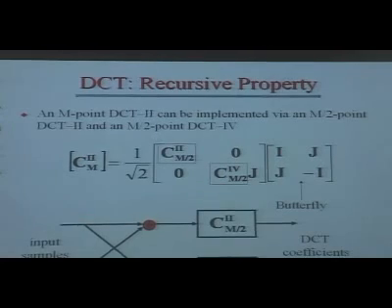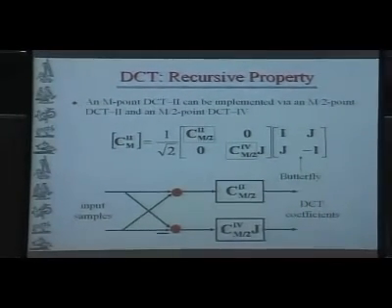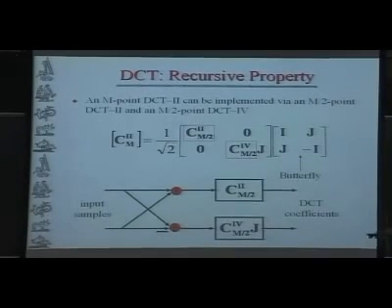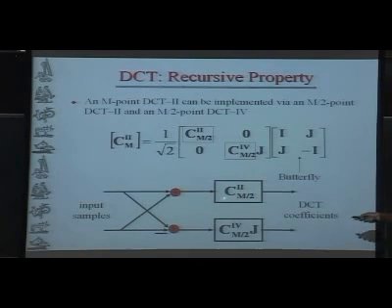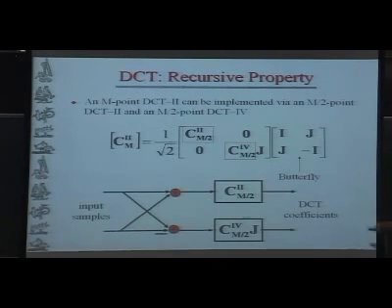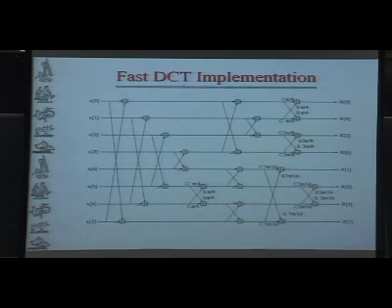So that's another property that I want you to show. Okay? So in a very high level diagram, we have something like this. You take the difference, and then you take a smaller DCT here, another smaller DCT here. So that's another property.